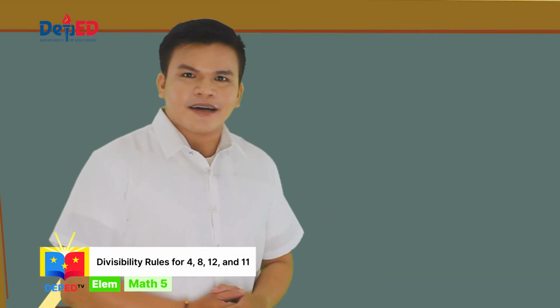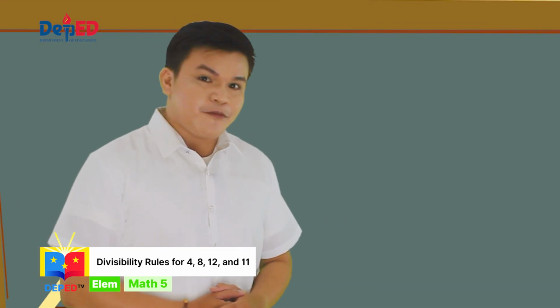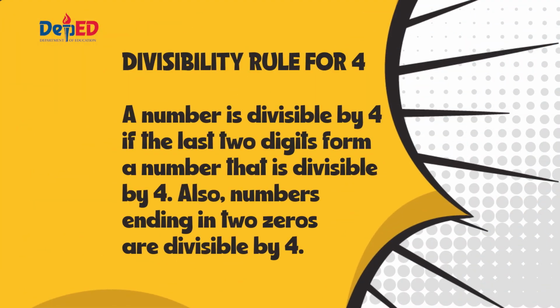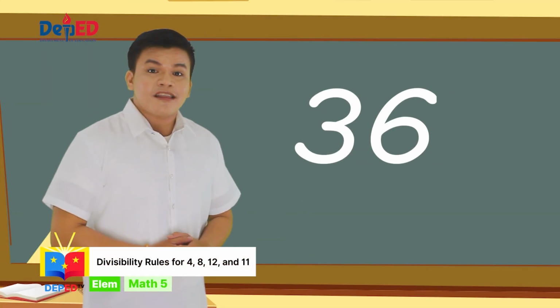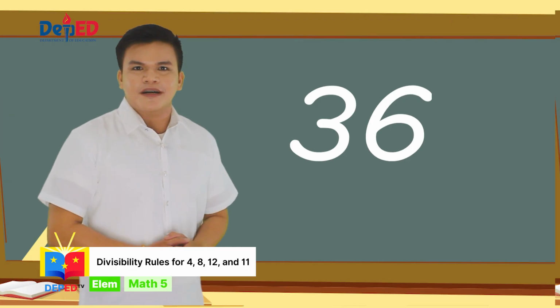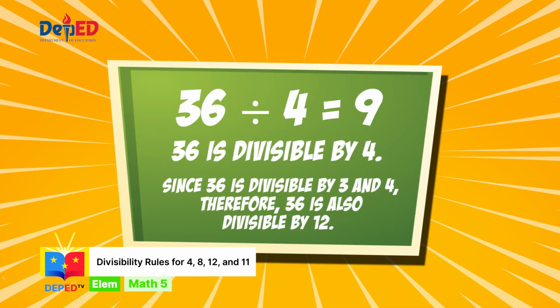Next, let's check if 36 is divisible by 4. A number is only divisible by 4 if the last 2 digits are either 2 zeros or form a number that is divisible by 4. In this case, 36 is our only number. If we divide 36 by 4, the answer is 9. So 36 is also divisible by 4. Since 36 is divisible by 3 and 4, 36 is also divisible by 12.